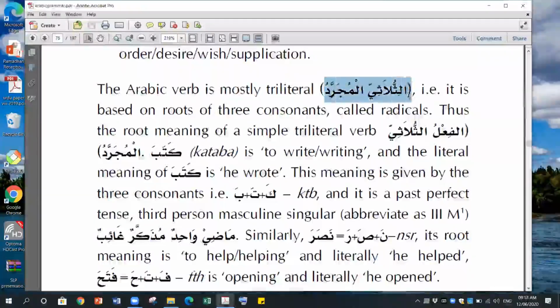And they are called Sulasi al-Mujarrad. In Arabic, Salasa means three. Do you know Arabic counting? Wahid, Ithnan, Salasa. So Sulasi means three and Mujarrad means only, only three letters. The Arabic verb is mostly triliteral. Triliteral means having three letters, based on the roots of three consonants.